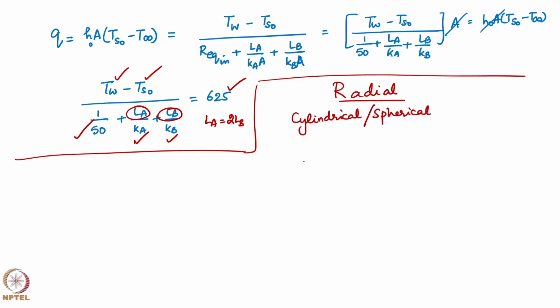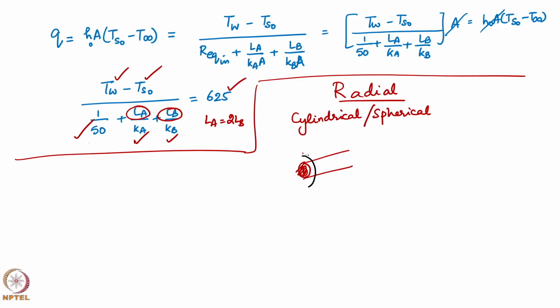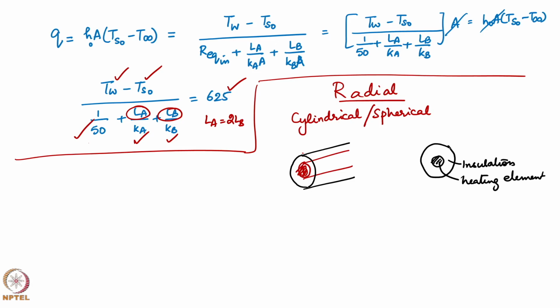So, I could have a current carrying wire which is producing heat, and you do not want this heat to go out. So, you would apply insulation on the outside. Okay, so, this is the heating element and you have insulation on the outside. So, if I want to draw this, this is what it will be. This is insulation, this is the heating element. So, this is a system where heat is flowing out in radial direction.